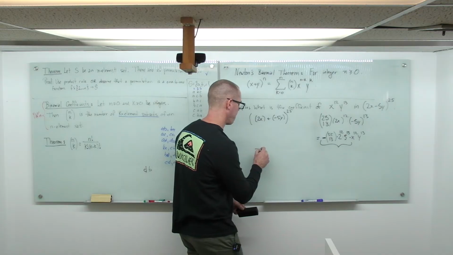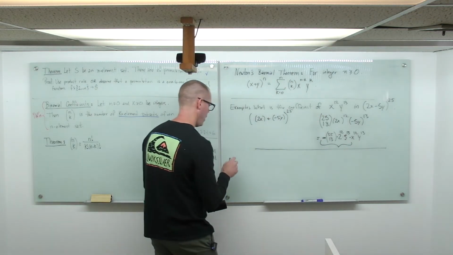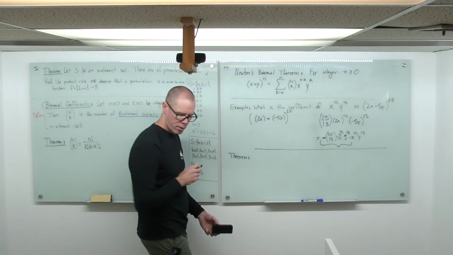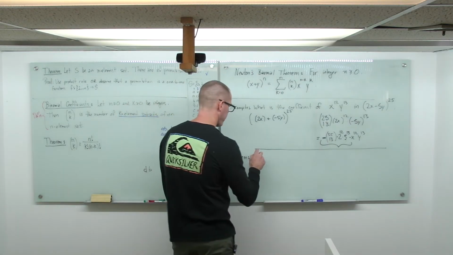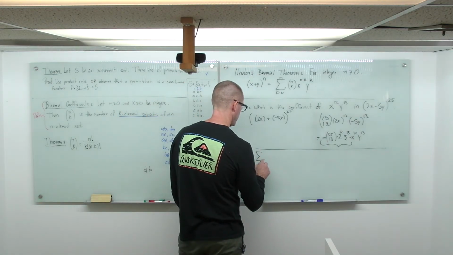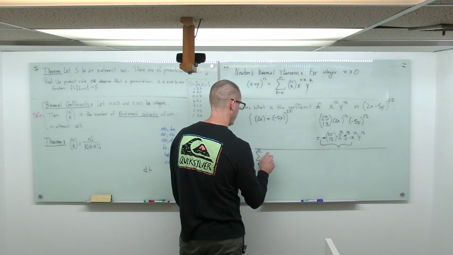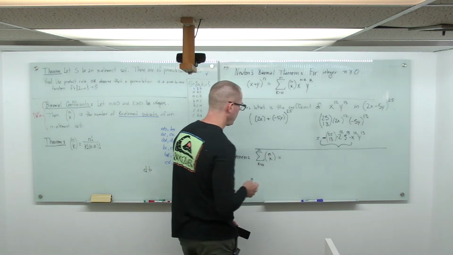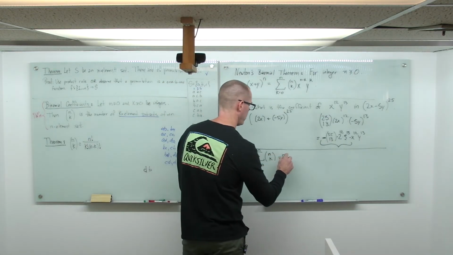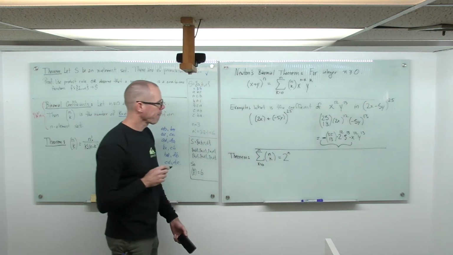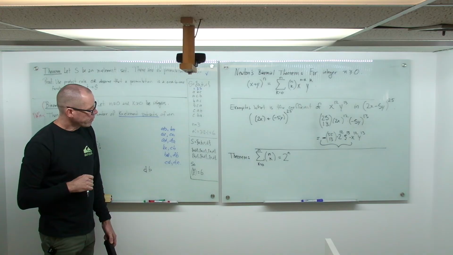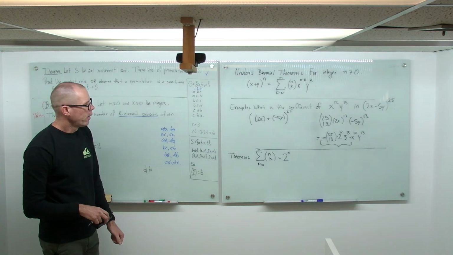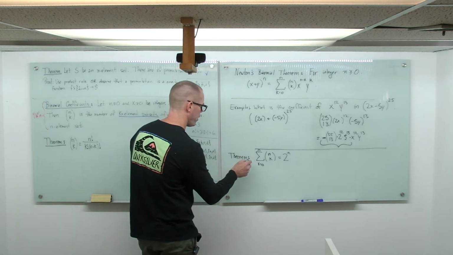Here's another cool one. Here's a theorem. The sum k equals 0 to n of n choose k is equal to 2 to the n. So I claim that this is true. And here's a short proof, but it's not the most illustrative.